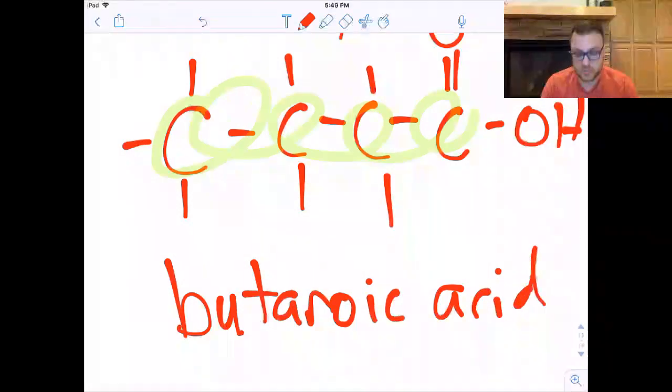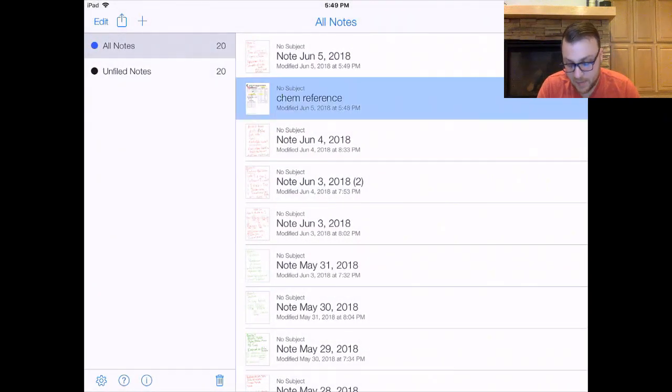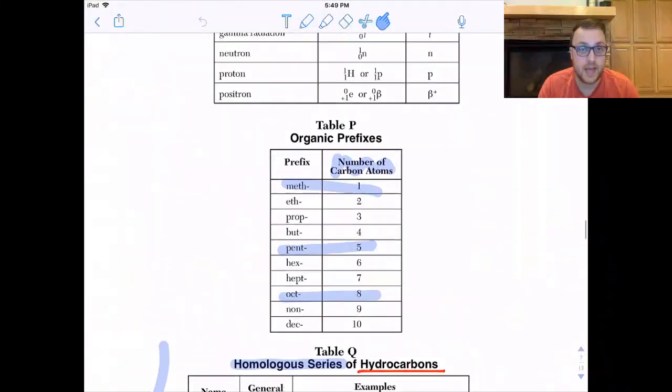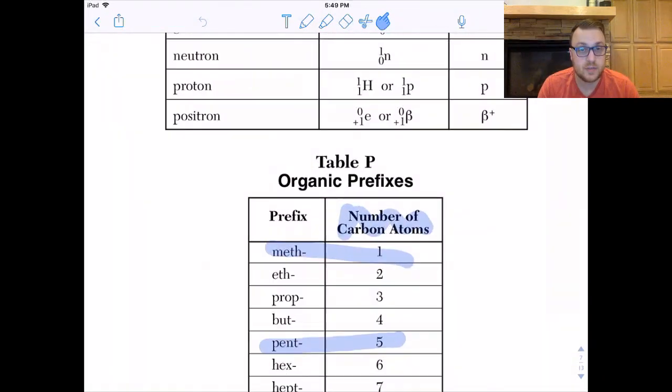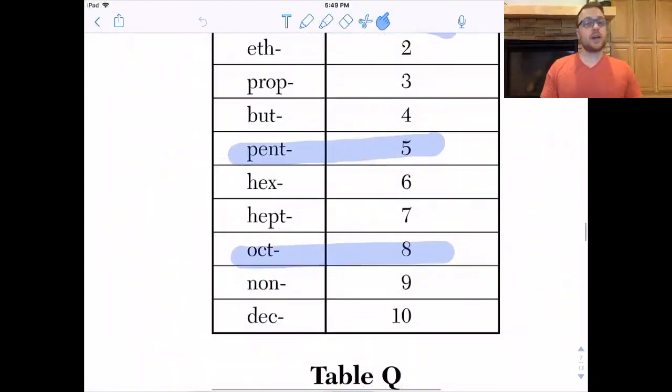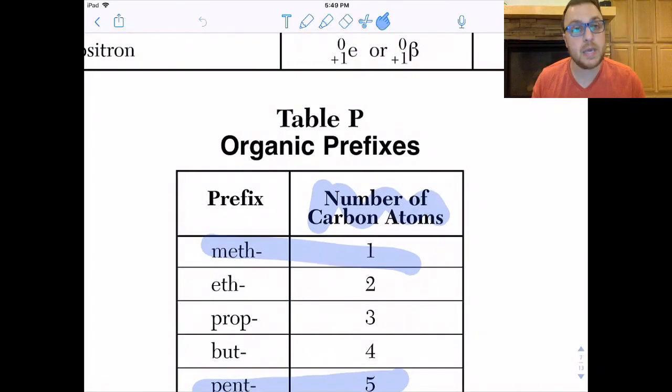Just to reiterate here, I might have these prefixes memorized. You don't have to. Again, they're on the reference table, these organic prefixes. So don't memorize them. Always double check your prefixes on table P for prefix.